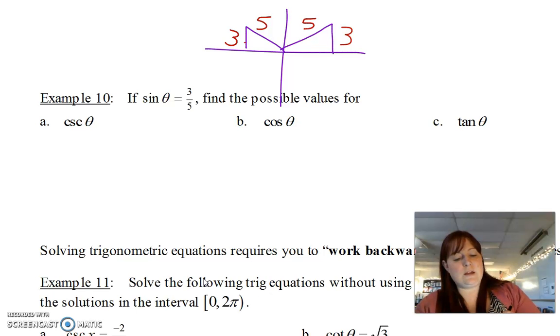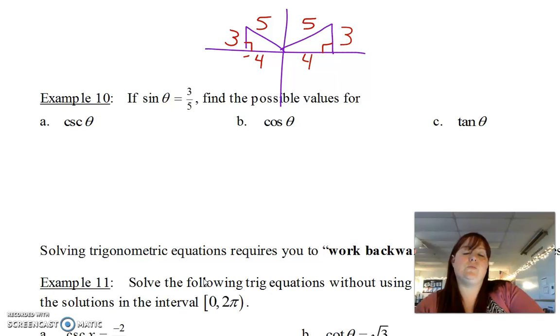And then we recognize, hopefully, that this is a 3, 4, 5 triangle. You could use the Pythagorean theorem to find the other one, but this is a Pythagorean triple. So it's a 3, 4, 5 triangle, so that means this one is 4. Okay? Now, on the right side, that's a positive 4, but on the left side, what is that? Well, that's an x value, and that x value is negative, so that's a negative 4. But if you look at either one of these triangles, the sine of each of these triangles is 3/5, right?